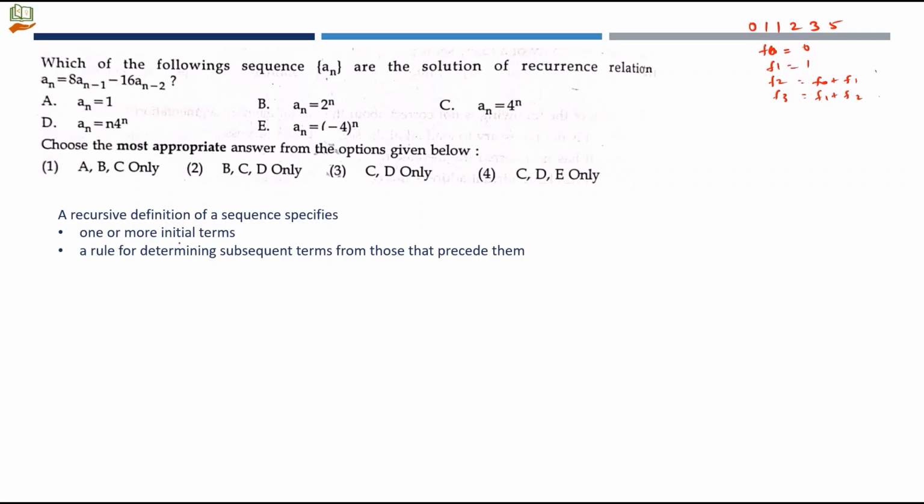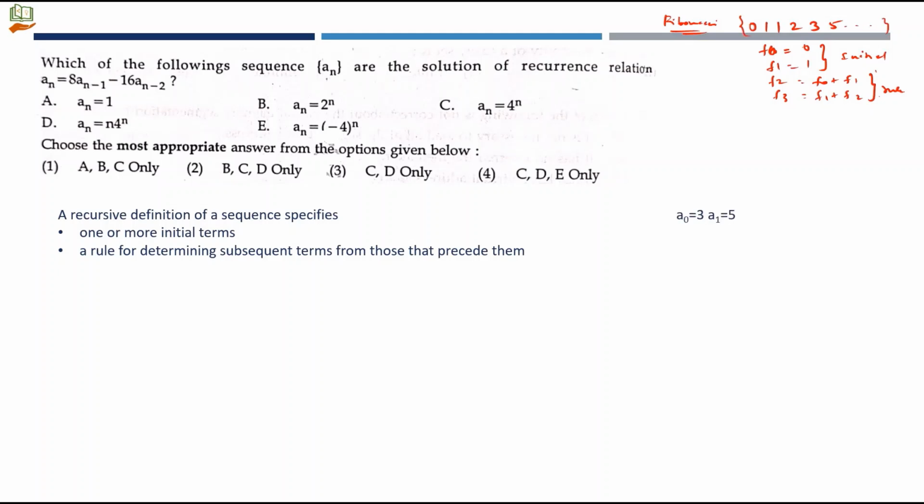A recursive definition is when you have one or more initial terms, these are the initial terms, and a rule for determining the subsequent terms from the previous terms. So these are the previous terms and this is the rule. So just like the Fibonacci series, for many other problems you have a recursive relation. So everything will have a sequence. Sequence means a set of numbers with some rule. So here this is a sequence.